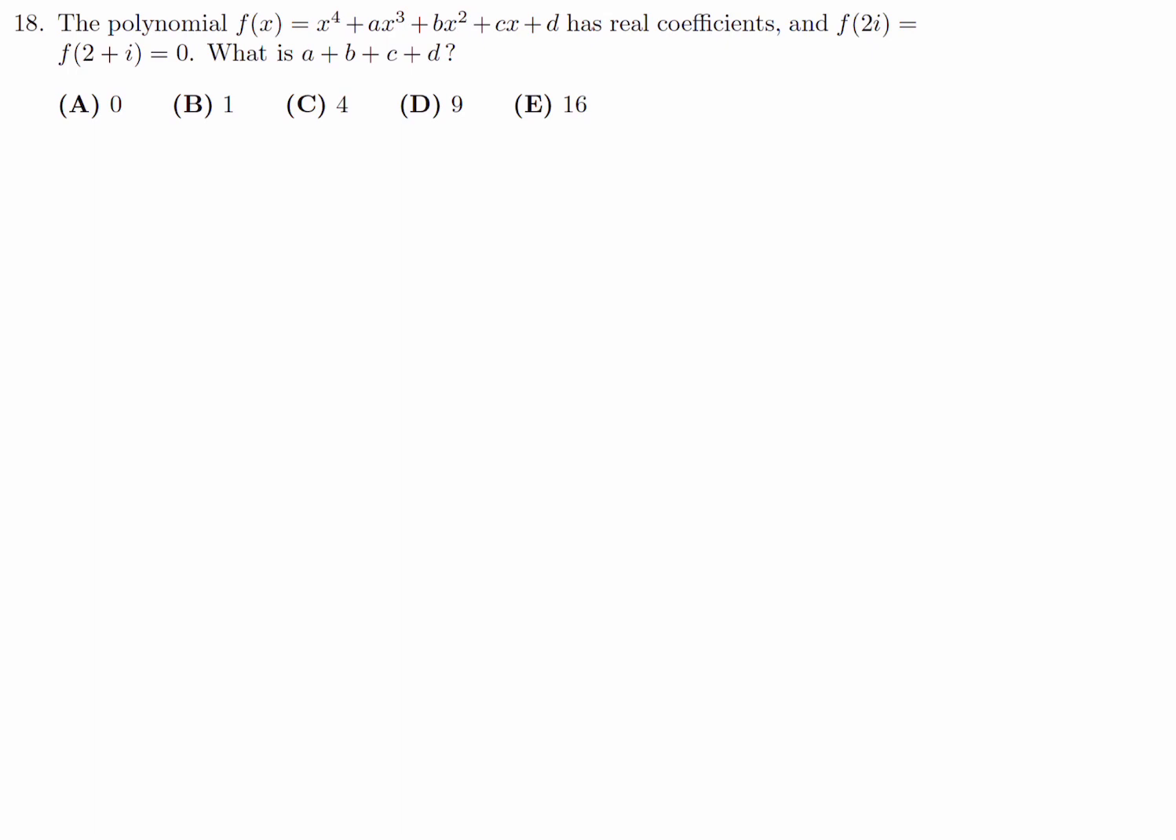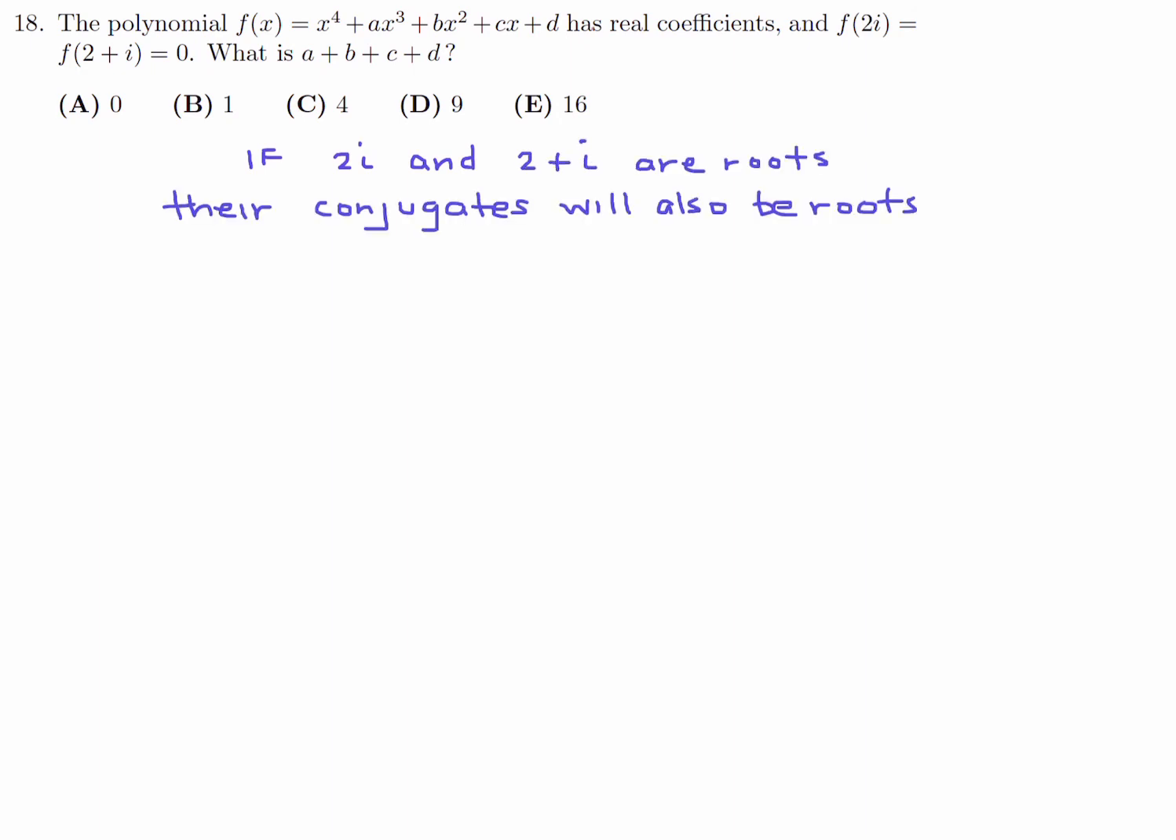The polynomial f at x is equal to x to the 4th plus ax to the power 3 plus bx squared plus cx plus d has real coefficients. And f at 2i is equal to f at 2 plus i is equal to 0. What is a plus b plus c plus d? If we have these roots, 2i and 2 plus i, their conjugates will also be roots.